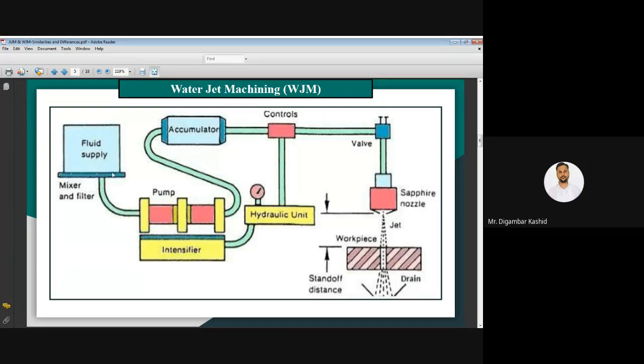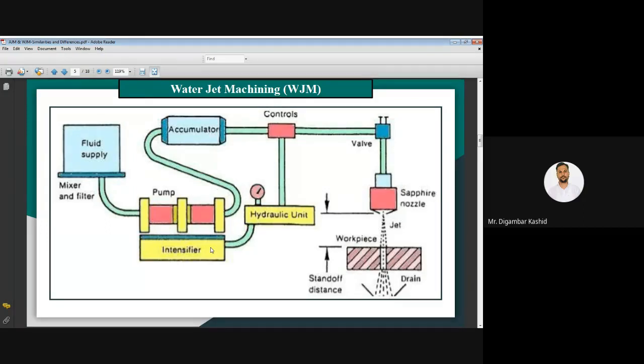Here, as we need some water, we need a reservoir. So here we have the reservoir, that is the fluid supply, which we have to filter and mix for that purpose. Then from the reservoir you have to take the water, so for that purpose we need a pump. Then we need to increase the pressure, so an intensifier is there. Now you know the working principle or purpose of the intensifier: this component is used to increase or boost the pressure of any fluid.